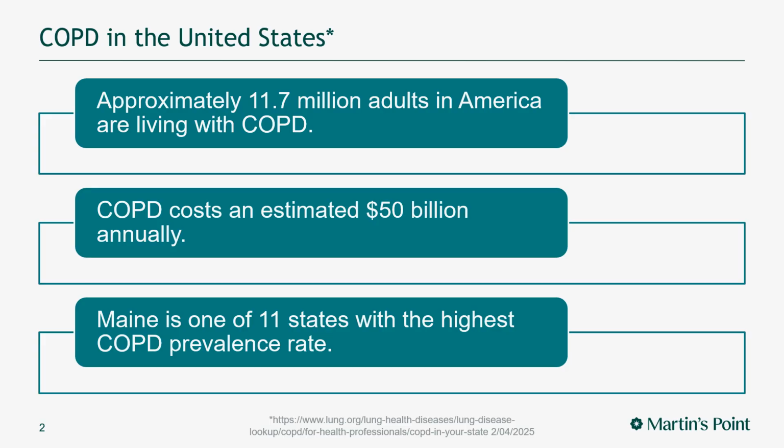Let's review a few statistics on COPD in the United States. Approximately 11.7 million adults in America are living with COPD. COPD costs an estimated $50 billion annually. Maine is one of 11 states with the highest COPD prevalence rate.